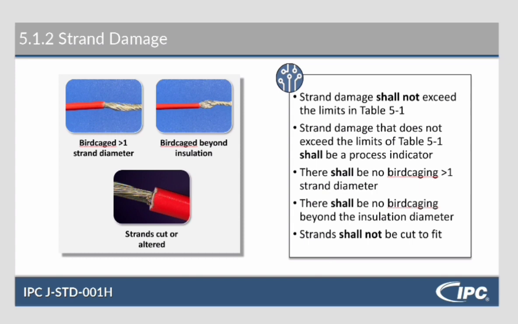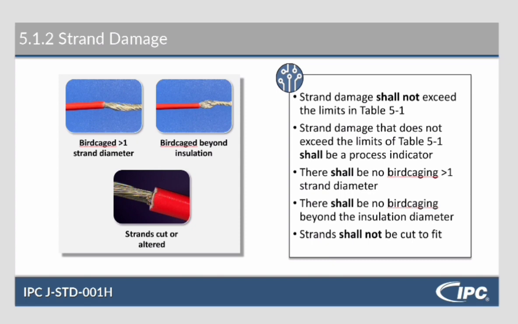Strand damage, 5.1.2. Strand damage shall not exceed the table limits of table 5.1, which is on the next slide. Strand damage that does not exceed the limits of table 5.1 shall be considered a process indicator. Strand damage is not going to be an acceptable condition. It's either a process indicator or a defect. It depends on this table here.